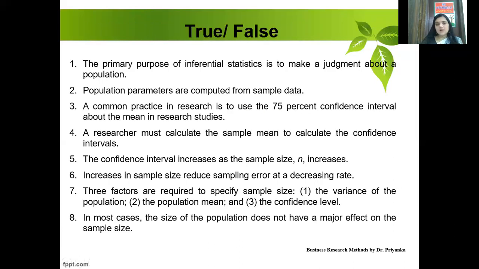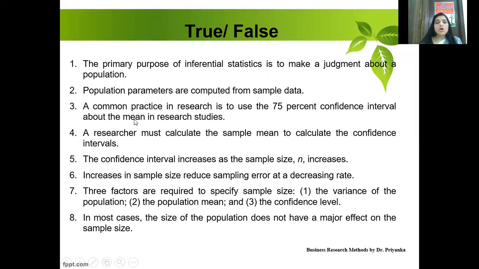That's it. Let us discuss some true false. Number 1, the primary purpose of inferential statistics is to make judgment about a population. Is it? Yes, we generally make judgment about people when it comes to inferential statistics. Yes, it is true. Second, population parameters are computed from same sample. Is it from sample data? Population parameters are generally computed from the data available for population. Population parameters are measured characteristics of a specific phenomena, specific population. So it is not computed from sample data.